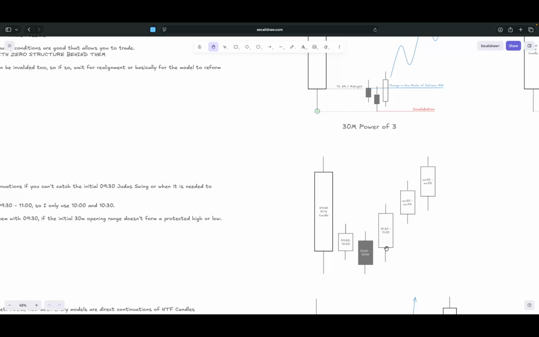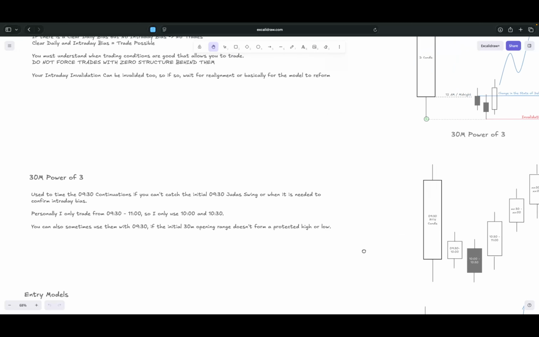Because all we're doing is the continuation, a retracement into expansion, right? And what is a retracement into expansion? It is creating the wick of a higher time frame candle or intermediate time candle, right?